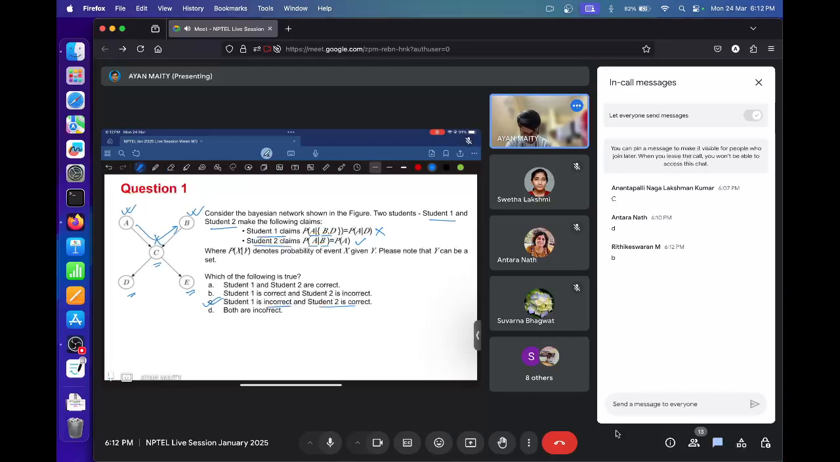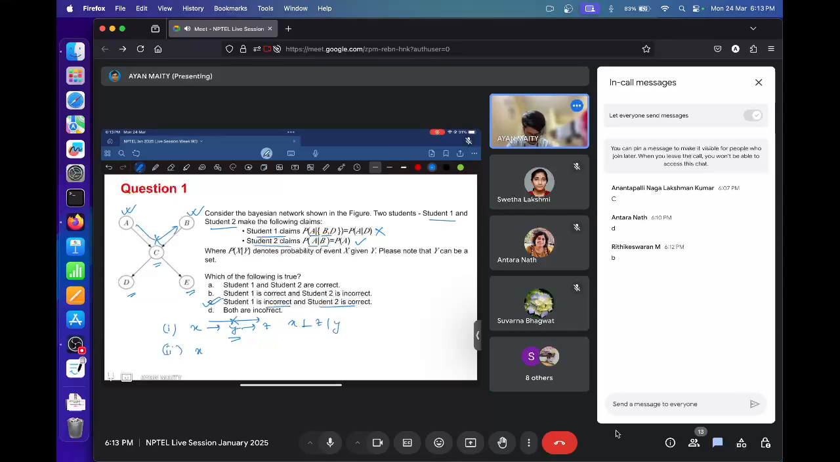The first rule is, if this is the structure X, Y, Z, the directions of the edges are important. Edge from X to Y, edge from Y to Z, like a series connection. In this case, if Y is given, Y blocks this path from X to Z. So they are independent of each other. This is the first rule.